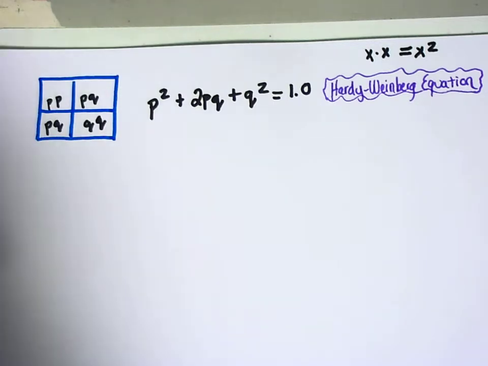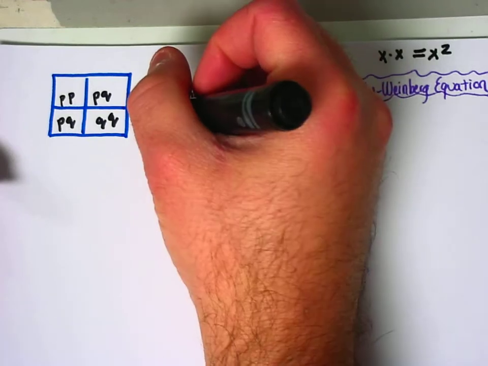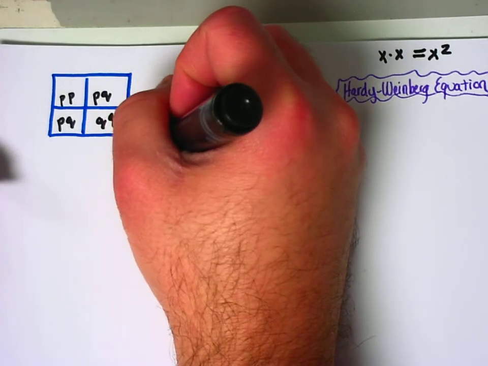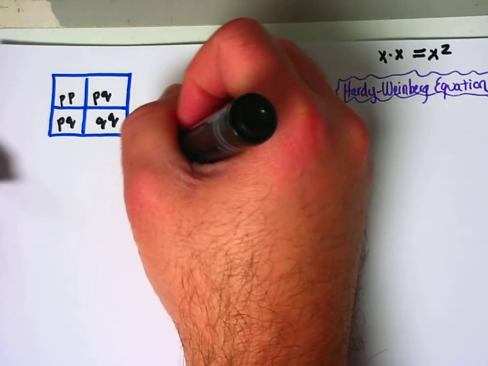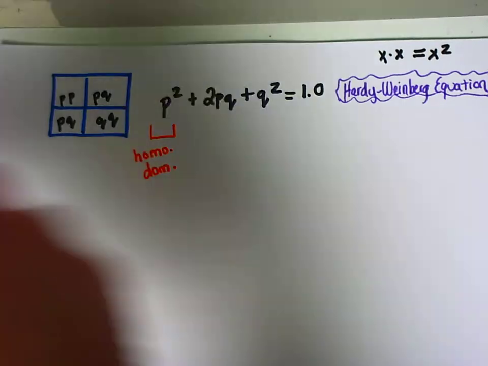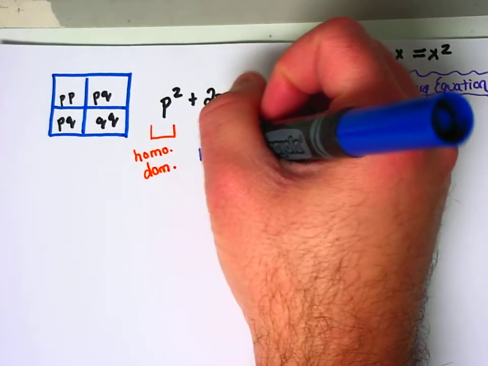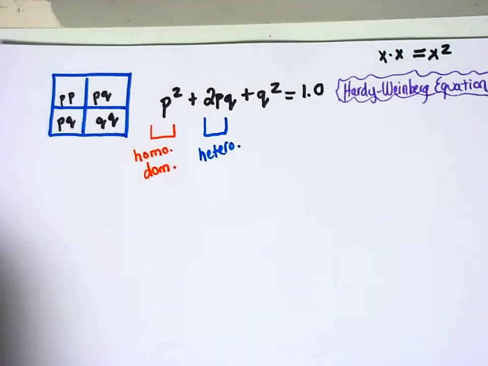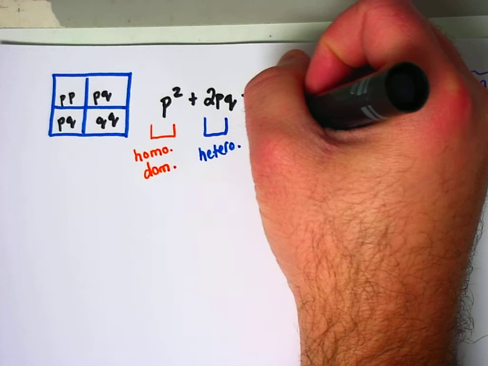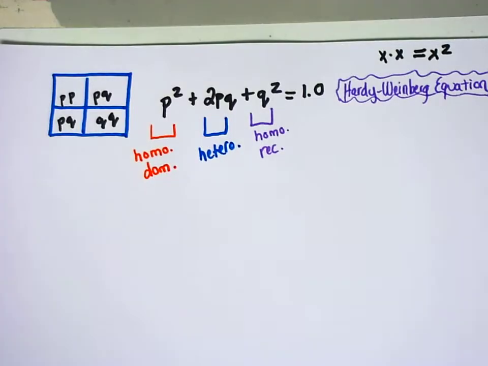Cool. Now, what was the p squared part referring to? This little guy right there. The homozygous dominant individuals. What was the 2pq part referring to? Heterozygotes. And what was the q squared part? Right. Good.